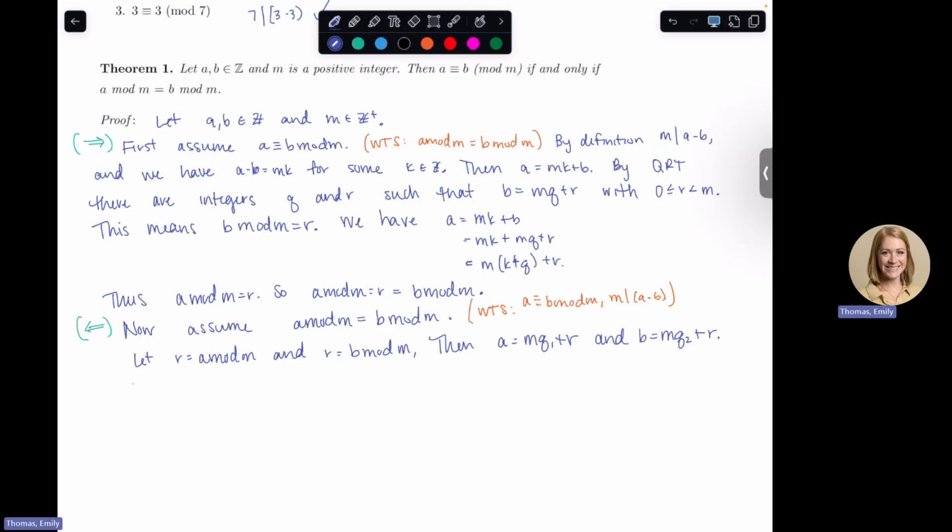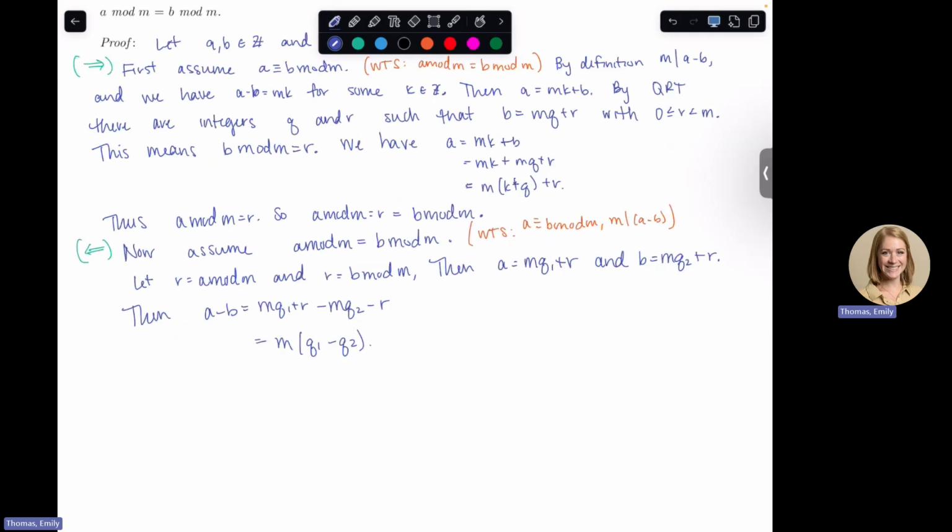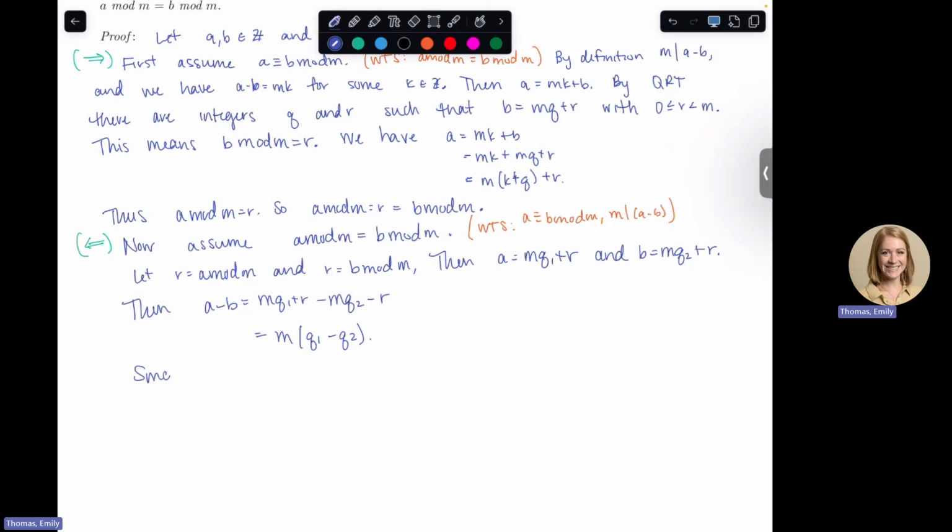All right, so then A minus B is MQ1 plus R minus MQ2 minus R, which is M times (Q1 minus Q2). And then since Q1 minus Q2 is an integer, M divides A minus B, and thus A is congruent to B mod M.